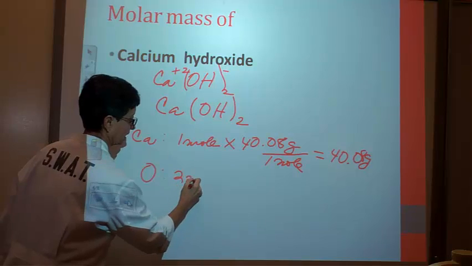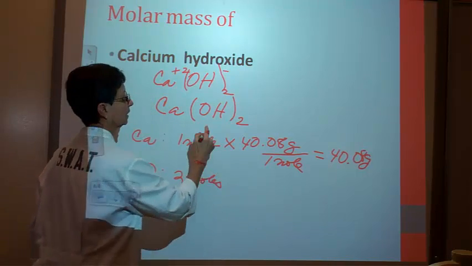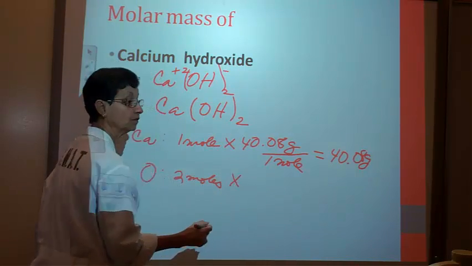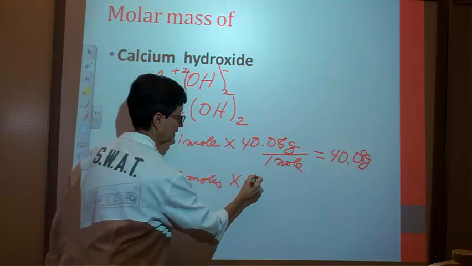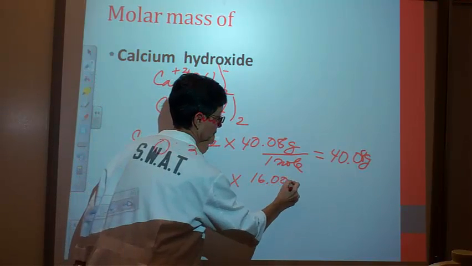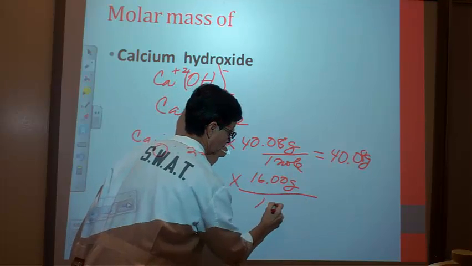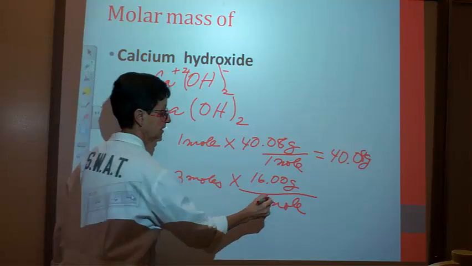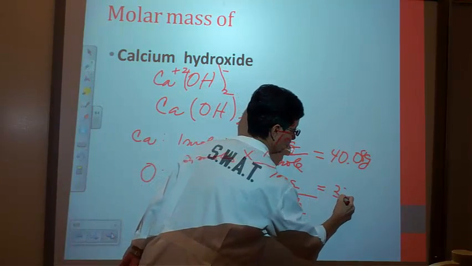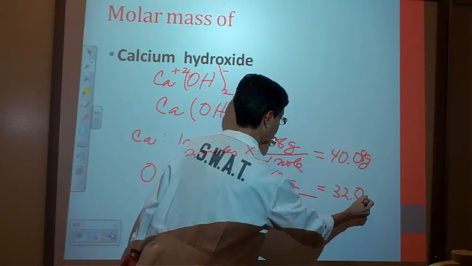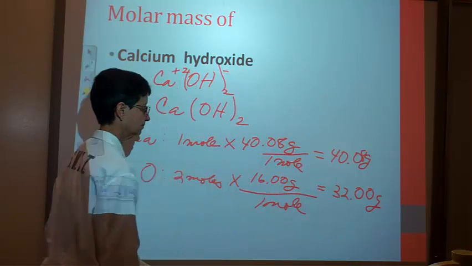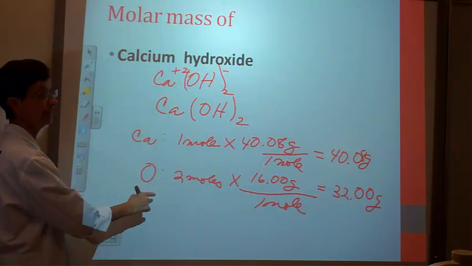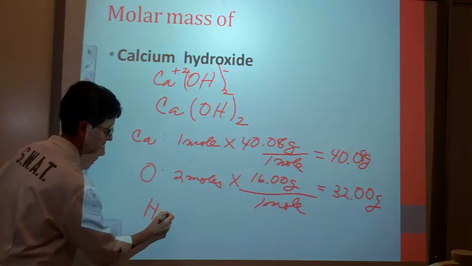So I'm going to say I have 2 moles of oxygen times the molar mass of oxygen, which is 16.00 grams per mole. So I'm going to multiply 2 times 16 equals 32.00 grams. All right, so now I'm going to go ahead and go with hydrogen.